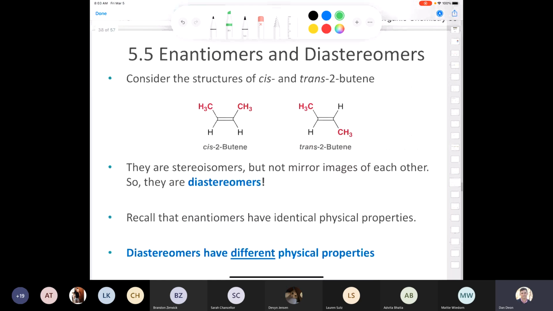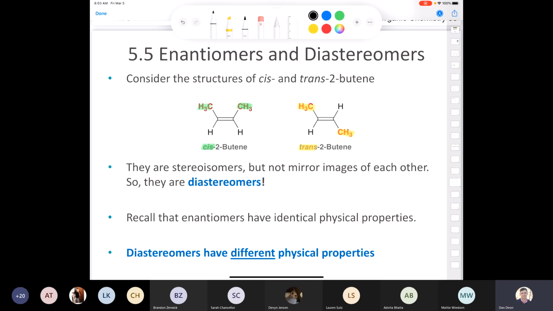All right, so let's take a look at an example of some diastereomers. Now, earlier on, we talked about these two alkenes, cis-2-butene and trans-2-butene, and we discussed why this is called cis. It's because we have two groups that are identical on the same side of the molecule, and we discussed why this molecule is trans, because we have two groups that are identical on opposite sides of the double bond. So these molecules are stereoisomers, right?